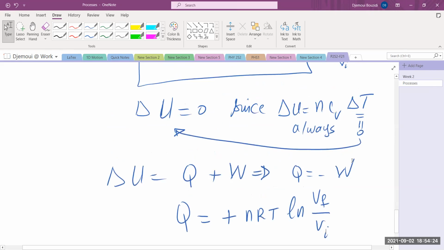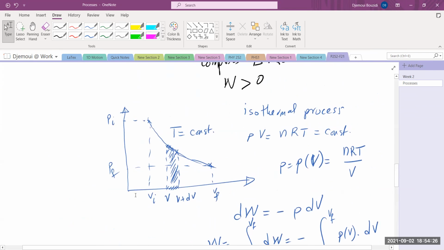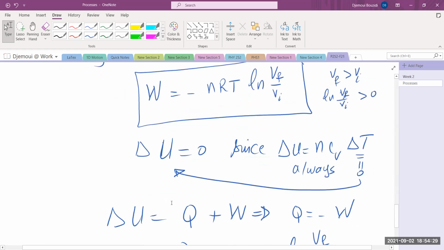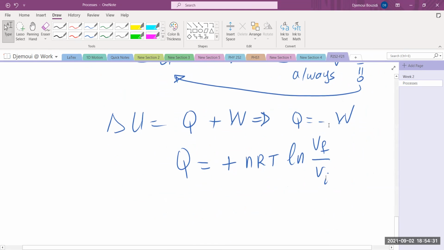Look at this expression. According to the picture I drew, the final volume is bigger than the initial volume. So the ratio is positive. The natural log of a ratio bigger than 1 is positive in this case. Since the natural log is positive, Q is positive.